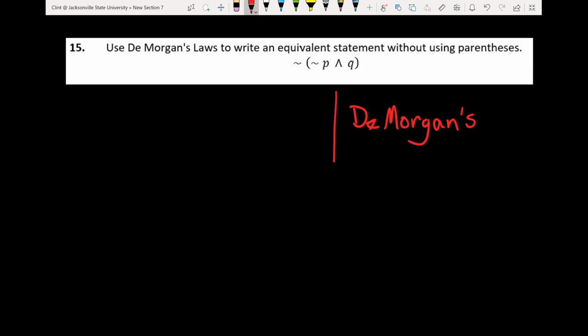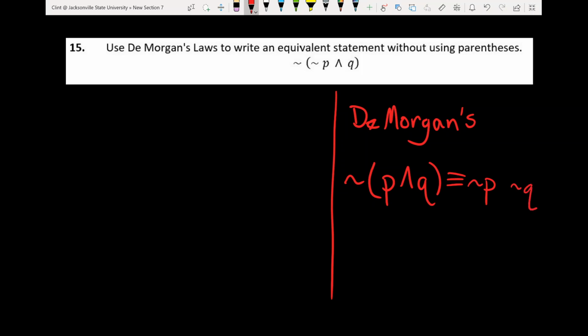Okay, but the version of De Morgan's laws that we want to use here says that if we have a negation out in front of a set of parentheses, then that's the same thing as if we distribute the squiggle. So we would squiggle P, squiggle Q. But what changes, according to De Morgan's laws, is that we flip the symbol in the middle. So if it's an and statement, it changes to an or statement. If it's an or statement, it changes to an and statement.